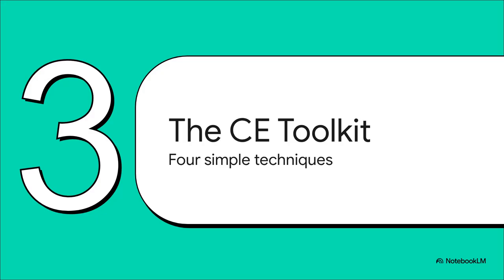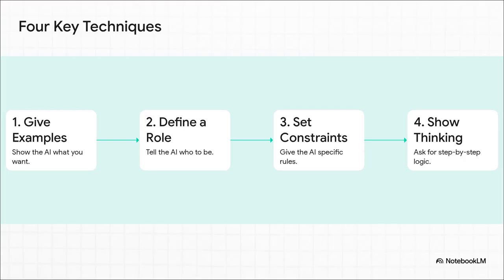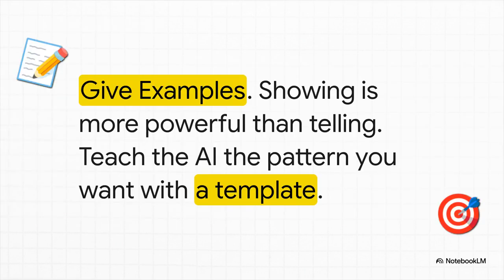All right, now for the really fun part. We're going to give you a toolkit. Four super simple techniques that will instantly level up how you talk to any AI out there. So here's the roadmap. First, we'll talk about giving examples. Then, defining a role for the AI. After that, setting constraints. And finally, a really cool one called chain of thought. Let's dive in.